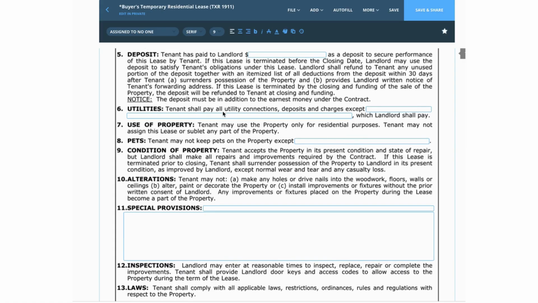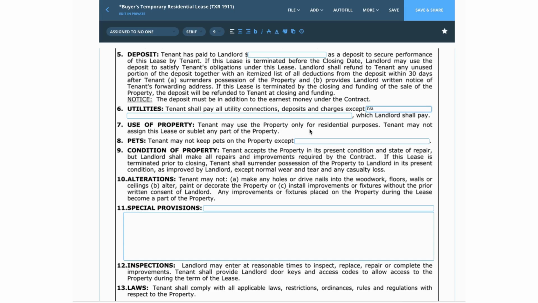Utilities. Tenant shall pay all utilities, except for whatever. If there's anything that the landlord is going to pay, you put that there. If not, you put not applicable. We ain't paying none, you stay there, you pay for all of it, generally, right? But there may be some things, I don't know, pool guy, something that they might want to maintain.